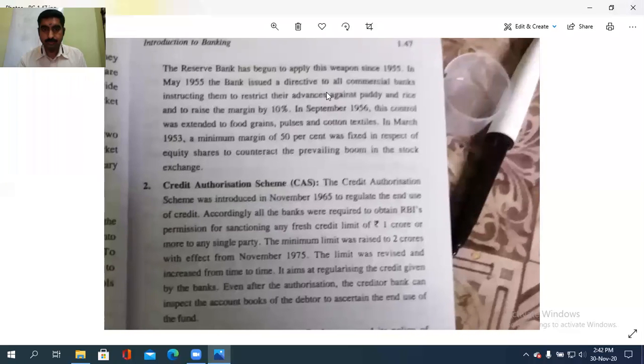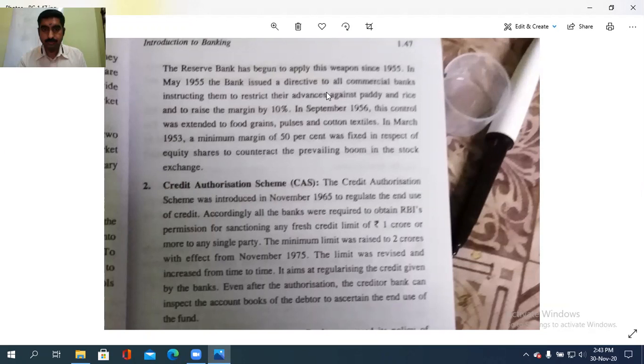The Reserve Bank has begun to apply this weapon since 1955. In May 1955, the bank issued a directive to all the commercial banks instructing them to restrict their advances against the paddy and rice, and to raise the margin by 10%. In September 1956, this control was extended to food grains, pulses, and cotton textiles. In March 1953, a minimum margin of 50% was fixed in respect of equity shares to counteract the prevailing boom in the stock exchange.